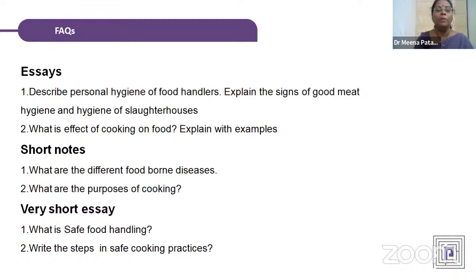What are the purposes of cooking? Why do we cook food? Why can't we eat it raw? You would have learned this in the unit that covers these questions. Then very short essay. Number one, what is safe food handling? Number two, write the steps in safe cooking practices.